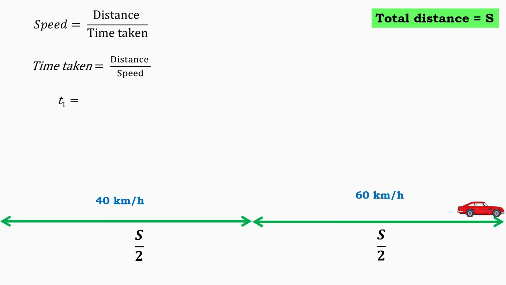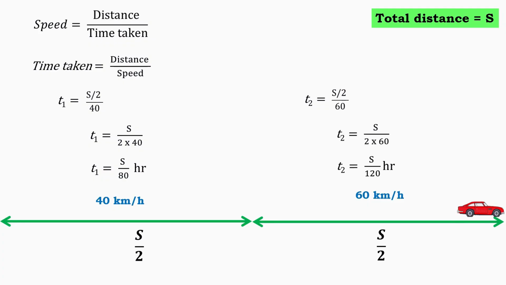Let t1 be the time taken by the car to cover the first half of the journey. So, t1 equals s by 2 divided by 40. On simplifying, t1 equals s by 80 hours. Similarly, let t2 be the time taken to cover the second half of the journey. Then, t2 equals s by 2 divided by 60. On simplifying, t2 equals s by 120 hours.